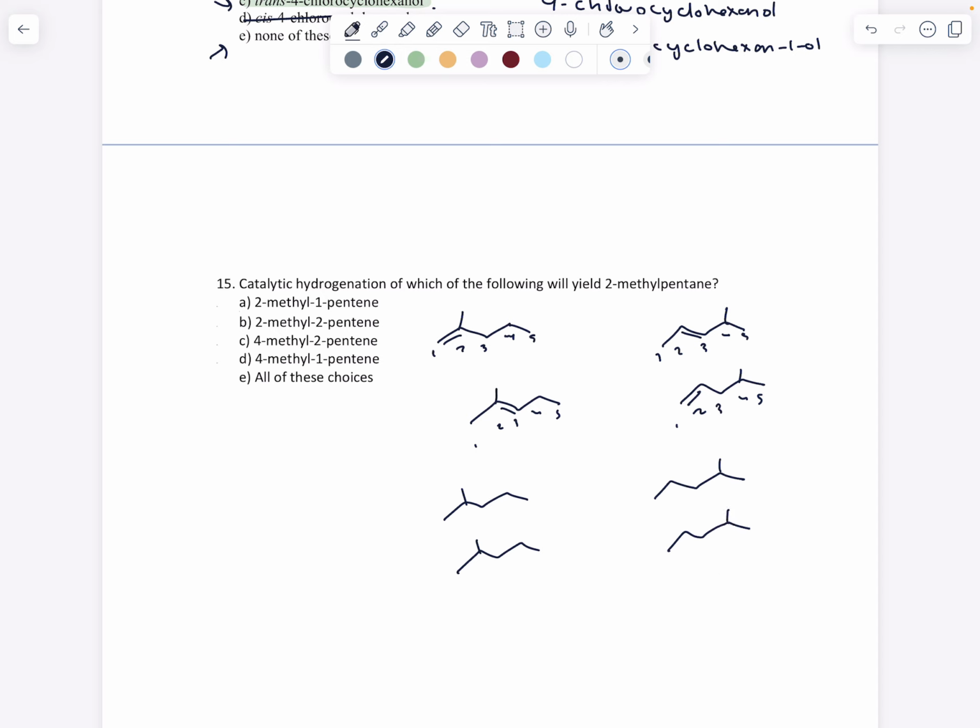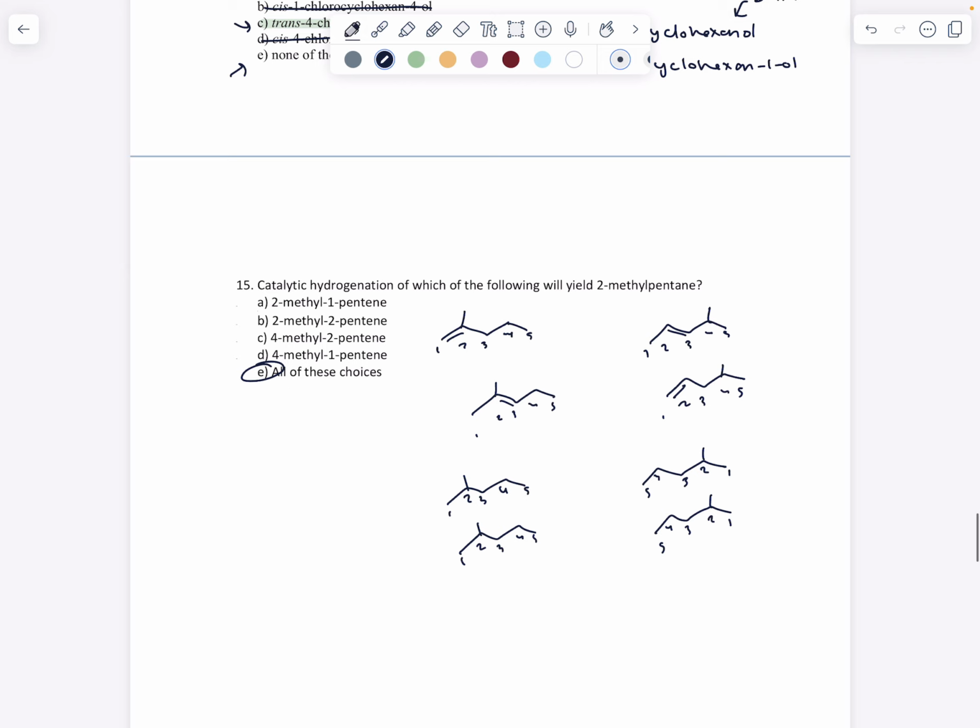So if I redraw all of these, now I'm going to number them and rename them. 1, 2, 3, 4, 5. And I'm going to start to make my substituents as low as possible. So all of these are 2-methyl pentane. That's just something we talked about very briefly at the end of chapter 4.